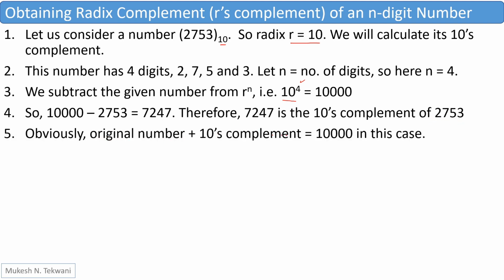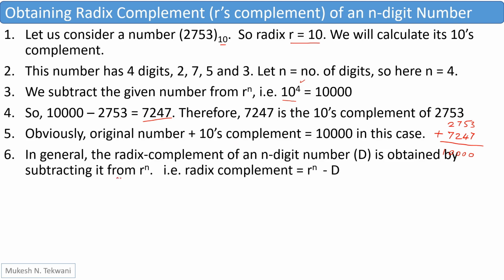One thing we can observe is that our original number is 2753, and when we add it to its tens complement, 7247, obviously we get 10,000. That is the reason this is called the tens complement, because we have subtracted the given number from 10 raised to the power 4.